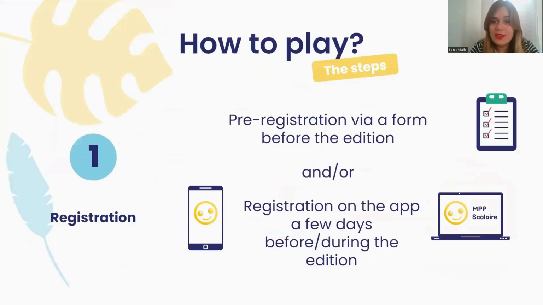So for the steps, for the registration, you can pre-register with a form before the edition, and you can also only register on the app a few days before or during the edition. A few days before, because if you do it like 1 month before, we won't have the last version of the app, so you'll have to download it again. So it's as you prefer, but you can also register directly on the app.